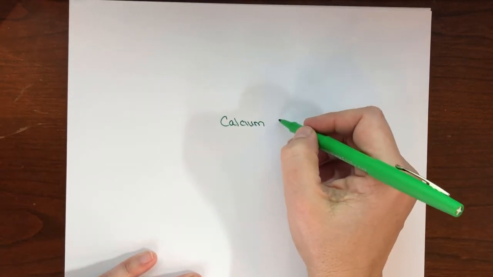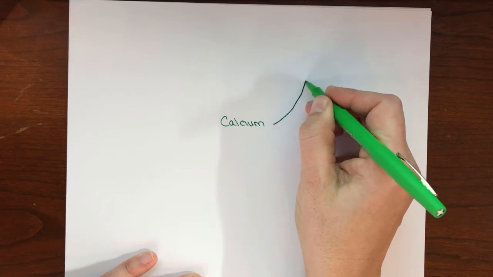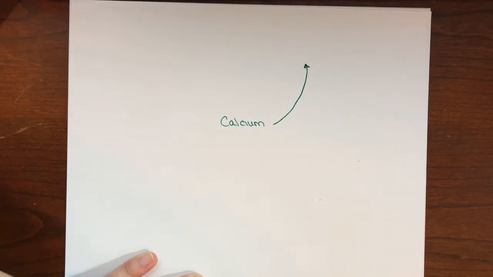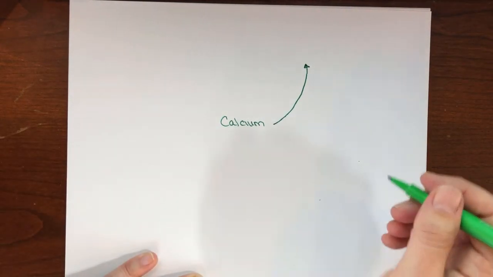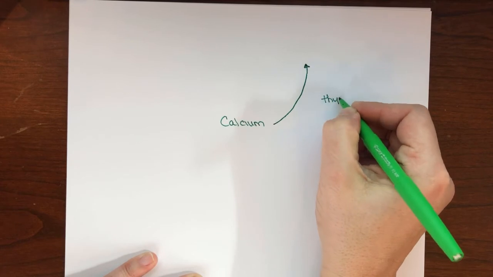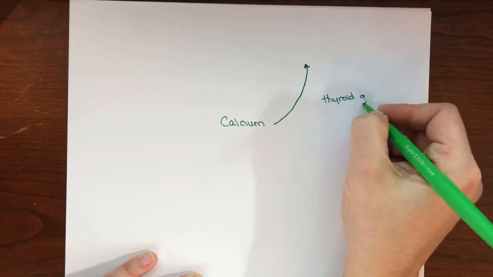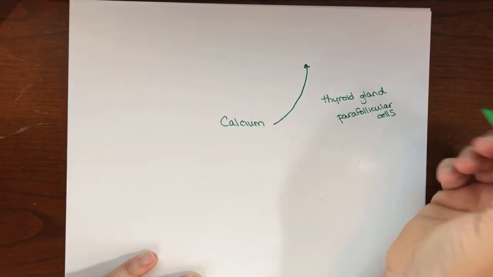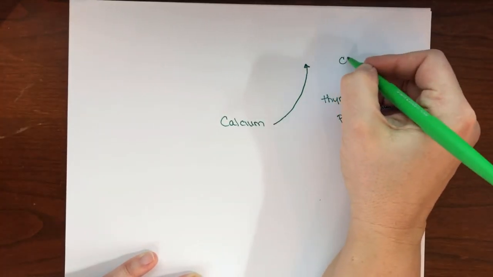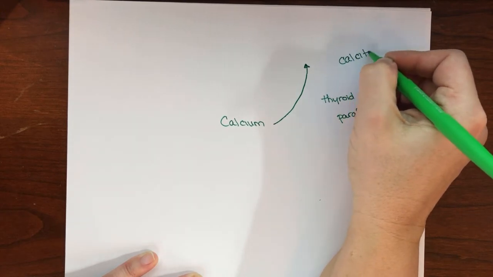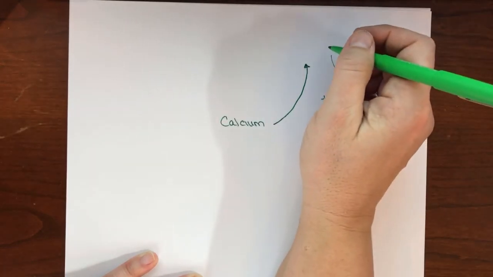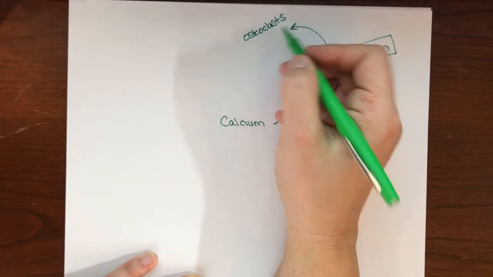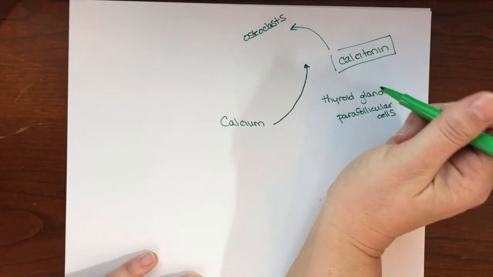Say you just drank a huge glass of milk. Your calcium levels start to increase. We want to take advantage of that and store it as quickly as we can. The thyroid gland contains cells called parafollicular cells. They release a hormone called calcitonin. Calcitonin inhibits osteoclasts. And remember, osteoclasts are the cells that break down bone.